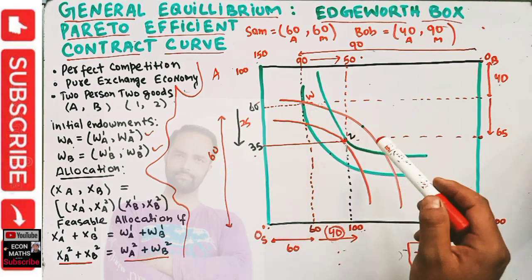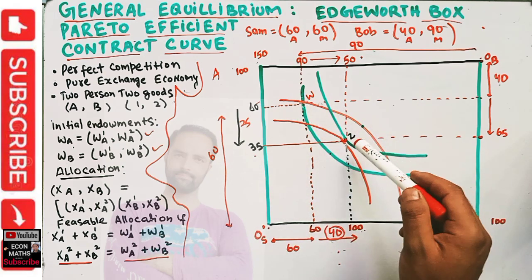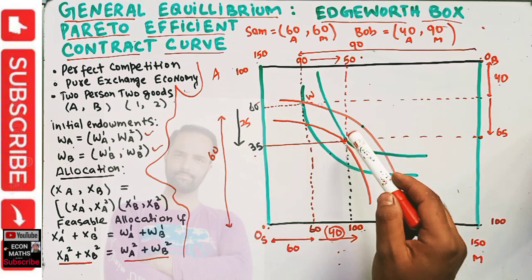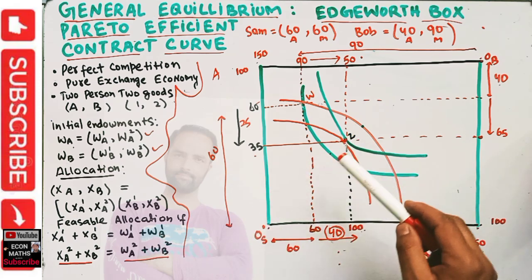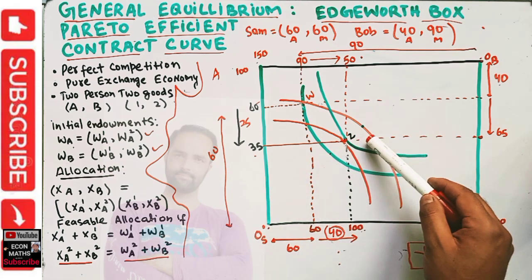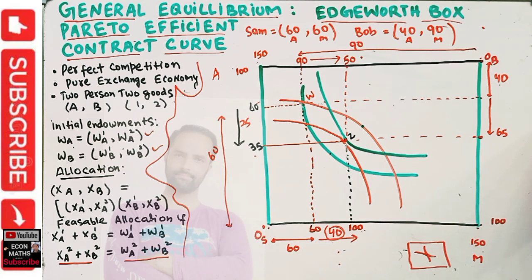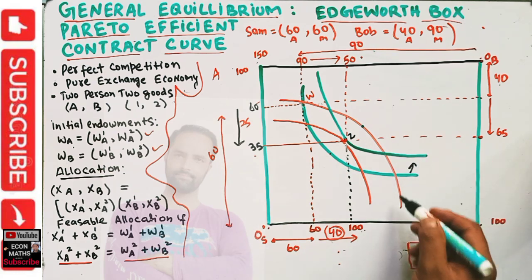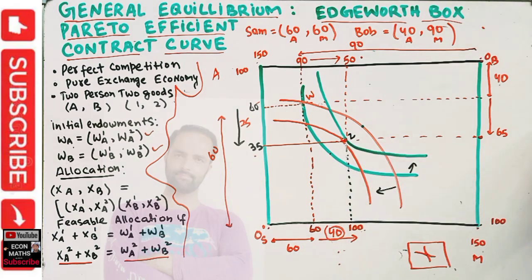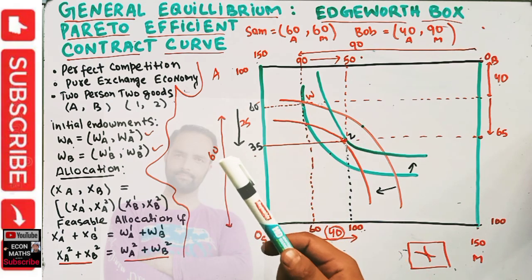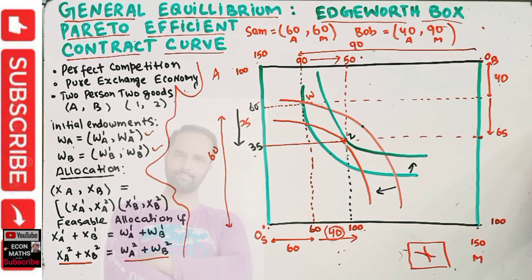I say the movement from point W to Z, this point Z, will be Pareto efficient, because at this point Z, Sam will increase his utility, his indifference curve will shift, and the indifference curve of Bob will also shift. Sam's indifference curve has shifted in this direction, Bob's in this direction. At this point, the indifference curves are tangent to each other. We say when the two indifference curves are tangent to each other, the point is Pareto efficient.